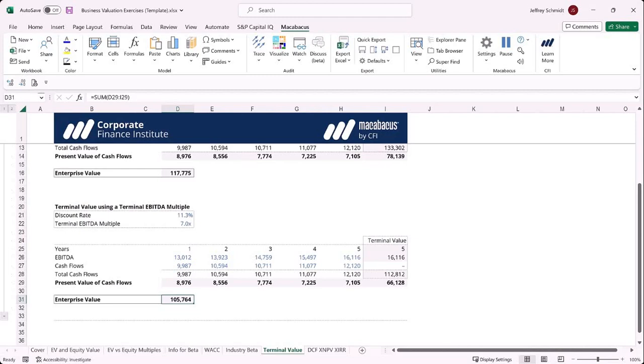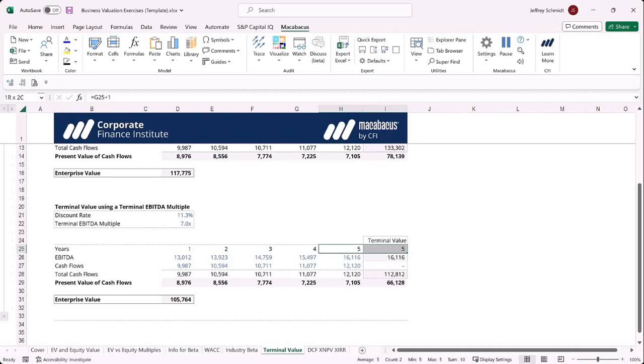Again, I know I'm repeating myself a little bit, but regardless of whether you use the perpetuity growth method or the terminal multiple method, you still need to use the last year's timing. In other words, the terminal value calculation already discounts the terminal value back to the last year in your explicit or discrete forecast period. In this example, it's year 5. So that's why we set these equal.